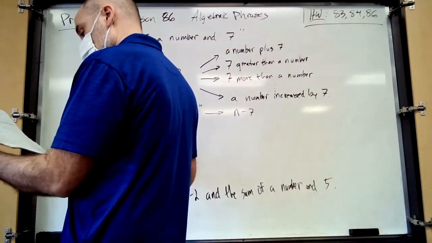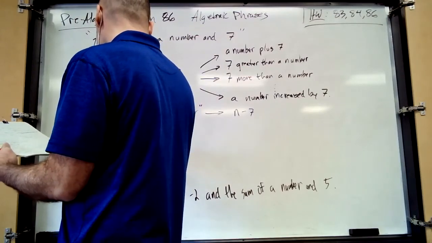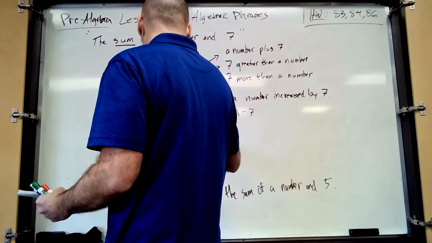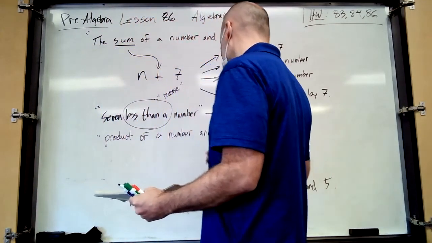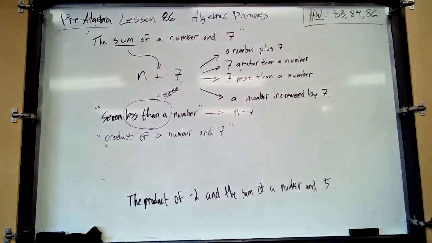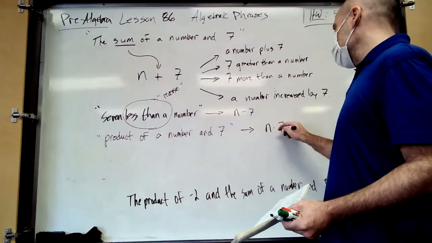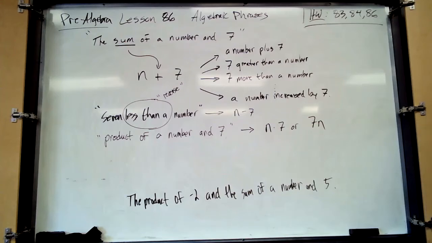All right, look at this. The product of a number and 7. How do you say the product of a number and 7? The number times 7. Yeah, so product means multiplication. So you can say n dot 7, or what's a better way to say n times 7? 7n. Literally just put them next to each other.